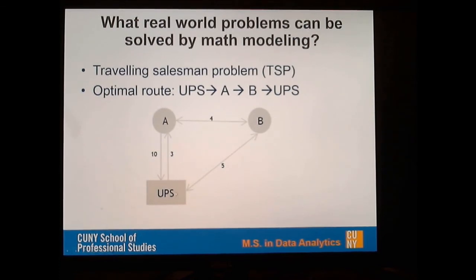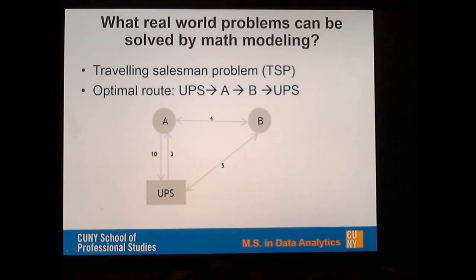Let's say a UPS driver wants to visit locations A and B in a particular hour, and he has to make a decision on whether to go to A first or B first. We use these numbers to represent the cost from UPS to A, from A to B, and 5 from UPS to B. Note that the direction between A and B is bidirectional, meaning it can be from A to B or from B to A, and the cost is the same. But from A to UPS, the cost is much higher than from UPS to A.